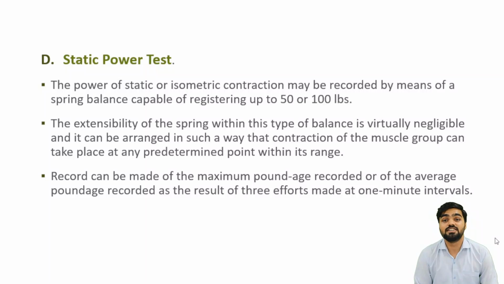Now we are moving to the static power test. The power of static or isometric contraction may be recorded by means of a spring balance capable of registering up to 50 to 100 pounds. The extensibility of the spring within this type of balance is virtually negligible, and it can be arranged in such a way that contraction of the muscle group can take place at any predetermined point within its range. A record can be made of the maximum poundage recorded or the average of the pounds recorded as a result of 3 efforts.